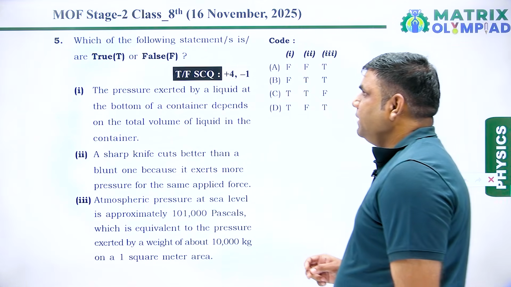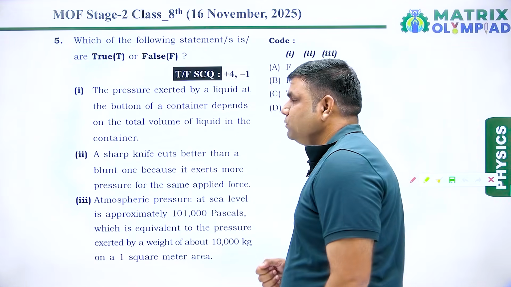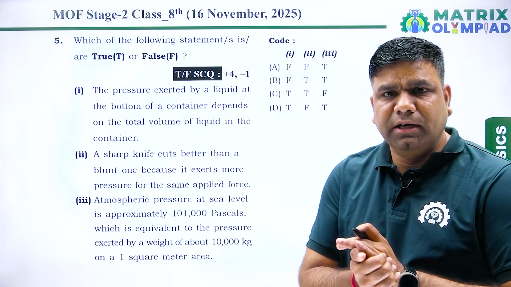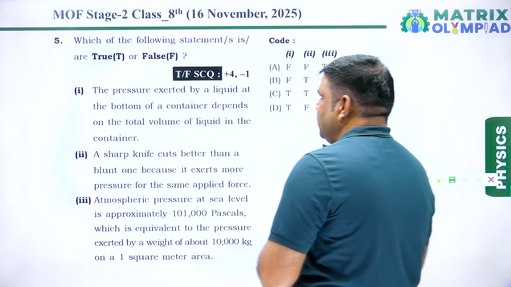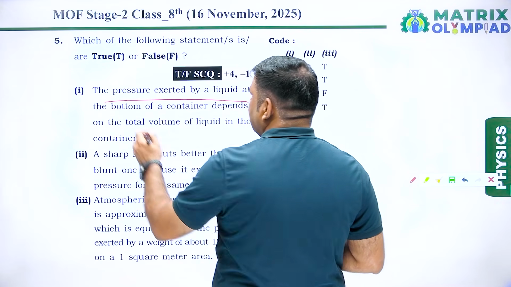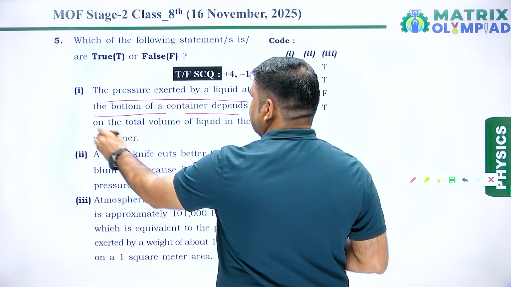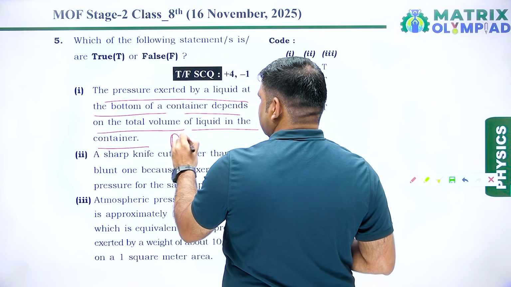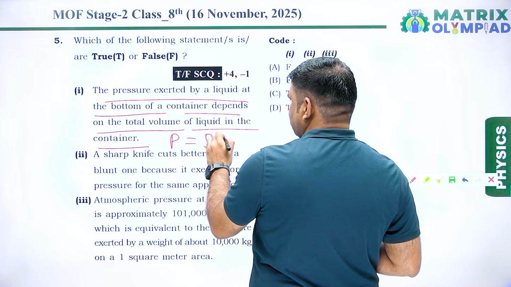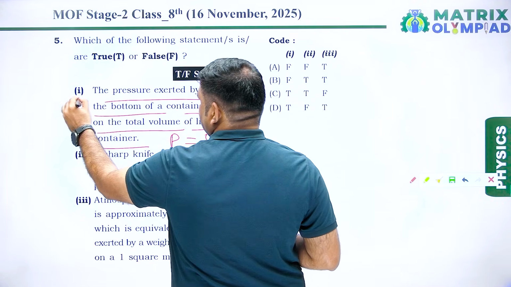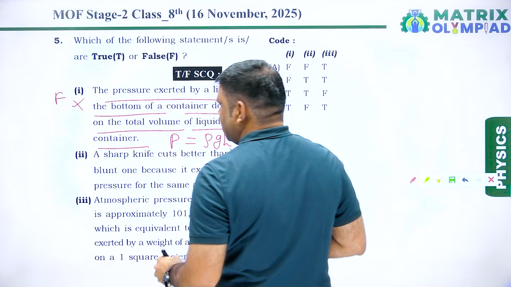In question number 5, we have 3 statements. We have to find which one is true and which one is false. Basically, this is a true and false type question. In statement 1, the pressure exerted by a liquid at the bottom of a container depends on the total volume of the liquid in the container. We know that the formula of pressure is rho g h, so it does not depend on volume. So the first one is false.